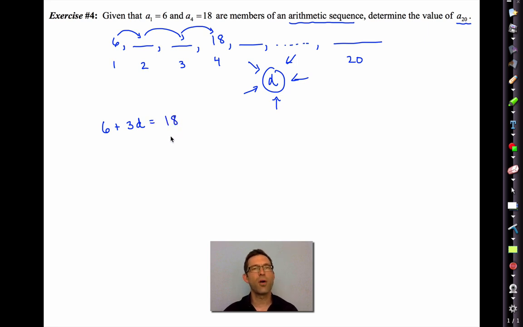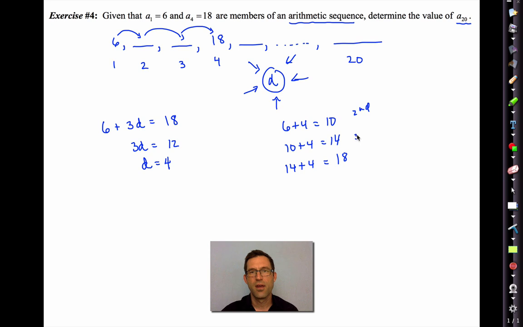That allows us to solve for it. Whatever we added 3 times, once to get to 2, once to get to 3, and once to get to 4. So we can solve this. 3d is equal to 12, and the common difference must be 4. And you can kind of check that. You do 6 plus 4, you'll get 10. 10 plus 4, you'll get 14. 14 plus 4, you'll get 18. So this is my second, my third, and my fourth.